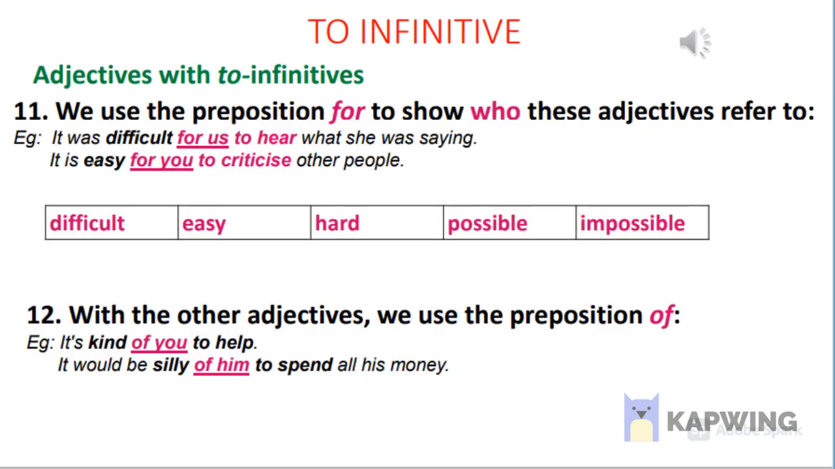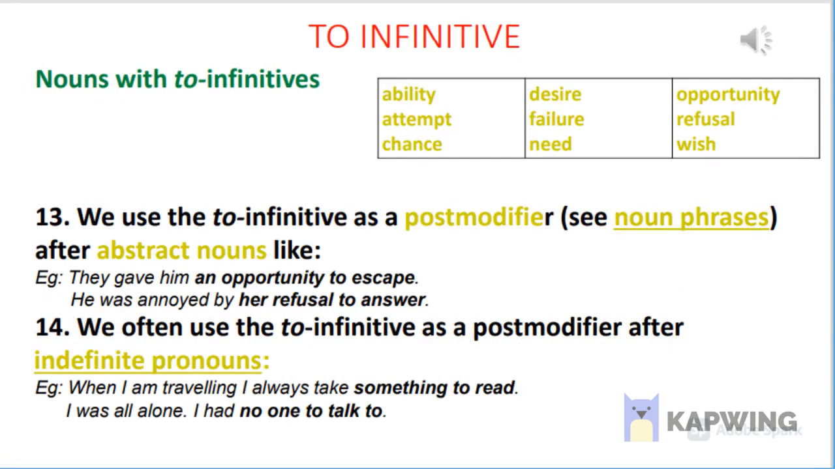The infinitive can also be a post modifier, see noun phrases. After abstract nouns, for example, they gave him an opportunity to escape. We can use an infinitive after some related nouns in the list. And then we often use the to infinitive as a post modifier after indefinite pronouns like someone, anyone, something or somewhere else. For example, when I'm traveling I always take something to read. We also use to infinitive after too or enough with a quantifier, adjective or adverb.